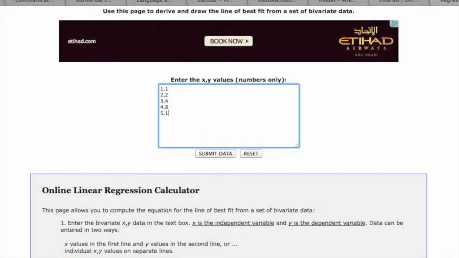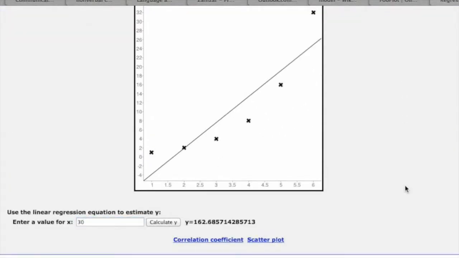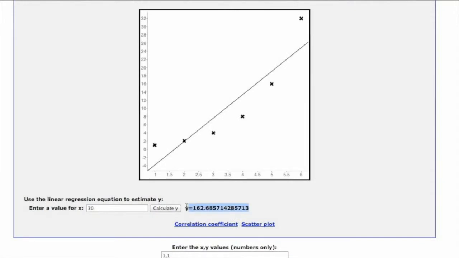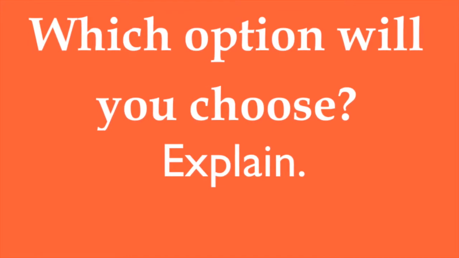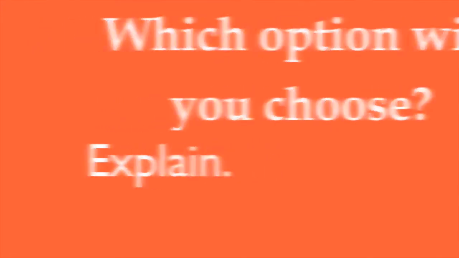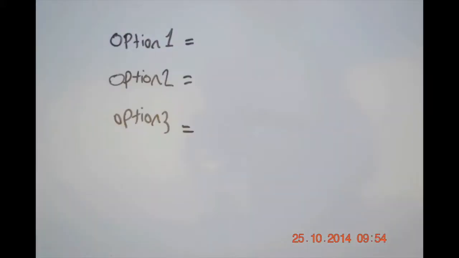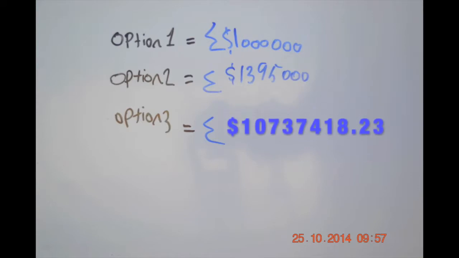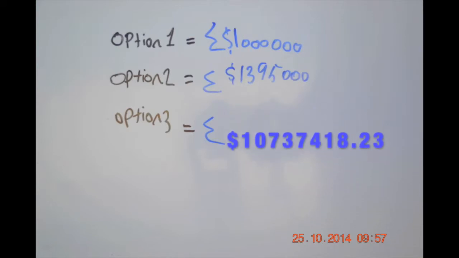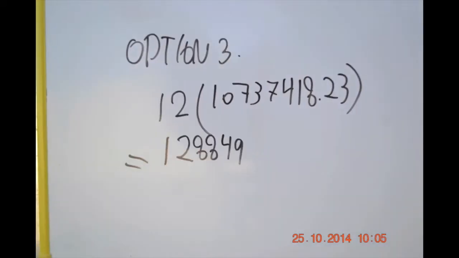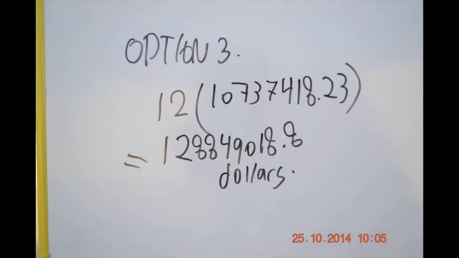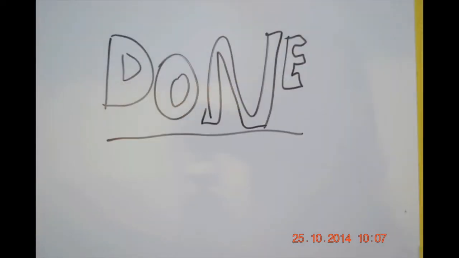And this is the regression graph. I can see that this graph does not follow a linear model, it's an exponential one. There is a question that says which option will you choose, explain. To know that, write the summation of each option, and the perfect option was 3, which was the greatest, assuming that we have 12 months. So we multiplied 12 by the summation of option 3 and we got this number. Who's ready to be a millionaire?